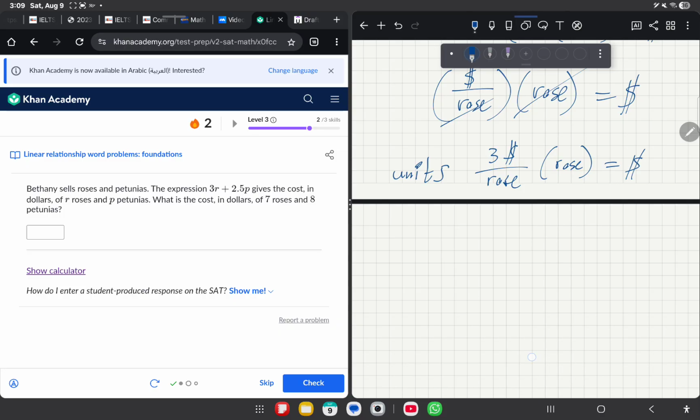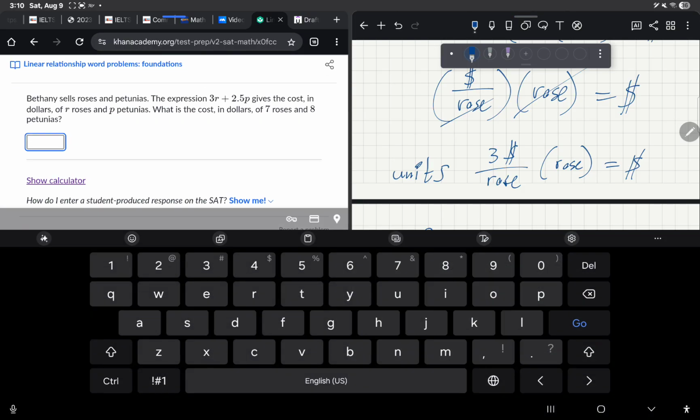But what is the question again? They're saying 3r plus 2.5p. What is the cost in dollars of 7 roses? The cost of each rose is 3. And 8 petunias, so 2.5 times 8. What am I supposed to do now? Just simple calculation. 3 times 7 is 21, and 2.5 times 8 is 20. So this is going to be 41.